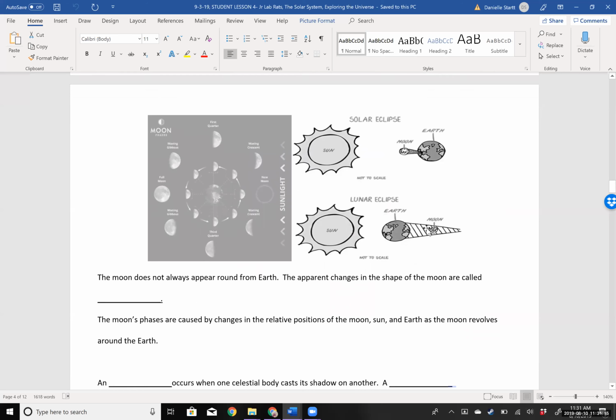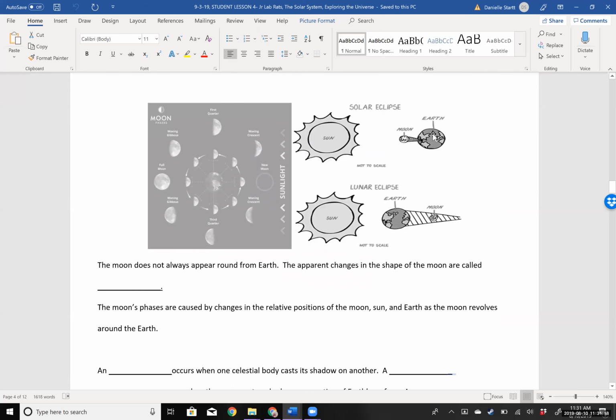Okay, so look in here. Now, you've got two graphics up here. Well, really kind of three. This is kind of two separate ones. So it says moon phases, and it shows how the moon looks in different phases. First quarter, waxing crescent, new moon, waning crescent. Third quarter, waning gibbous, full moon, waxing gibbous.